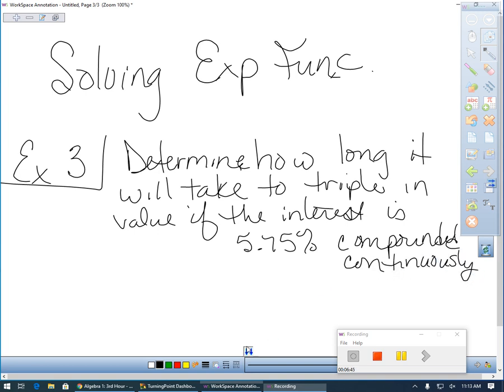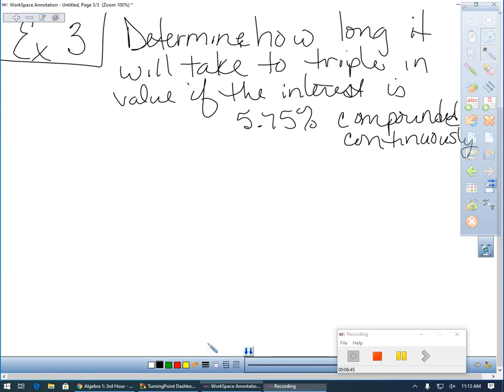All right. So first of all, continuously means that we're using PERT, right? So let me put that up here. A equals P e to the r t. Okay. What information do we have up there? Well, we know what the rate is, right? So that's going to go in for r. We do know A and P, right? Because we want to know how long it's going to take to triple. So if P is 1, A is 3. If P is 2, A is 6, right? So we're going to say 3 equals 1 e.